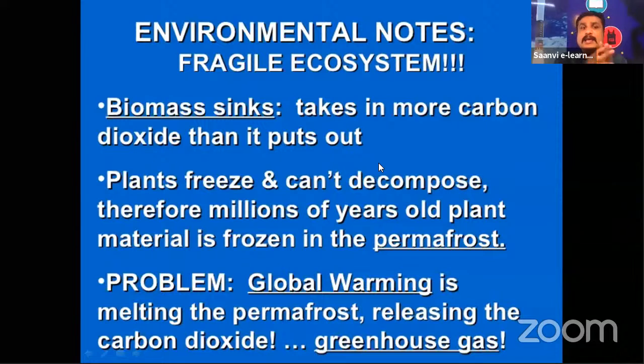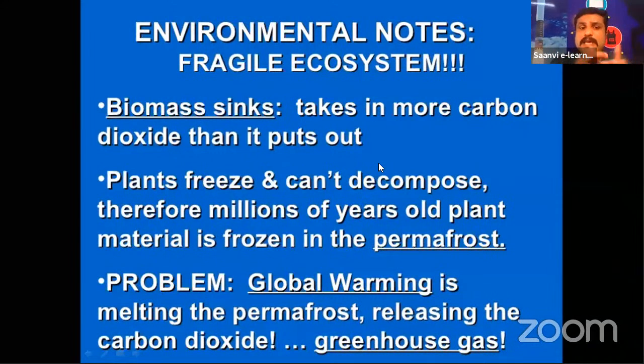Okay, and next, plants can't decompose. It won't spoil. You know, perishable items like vegetables or fish, meat, why do we keep them in the fridge? To avoid spoilage. The same way here, it is full of ice blocks, so even plants do not decompose. Therefore, millions of years old plant material is frozen in the permafrost, covered by ice.